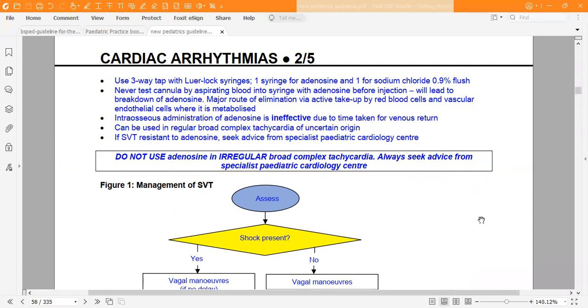Okay. So as we understand from this couple of lines in here, intraosseous administration of adenosine is not effective due to the time taken in the venous return, and do not aspirate blood into the syringe before injecting the adenosine. This will cause breakdown of adenosine. If the maneuvers that you have done and adenosine IV are not effective yet, you have to seek advice from the specialist pediatric cardiology center for that.